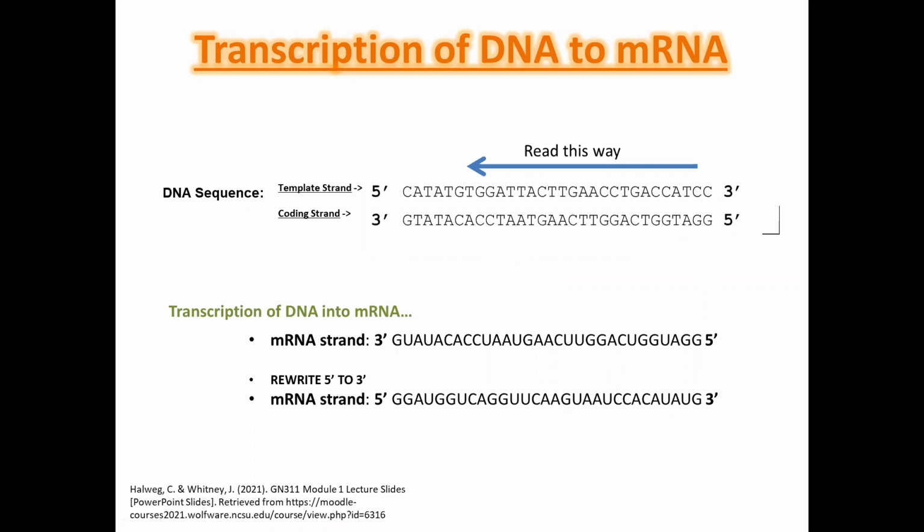The coding strand will look like the transcribed mRNA, except all the thymines in DNA become uracils in mRNA. The mRNA strand is copied from the above coding strand in the 3' to 5' direction and is then rewritten in the 5' to 3' direction.